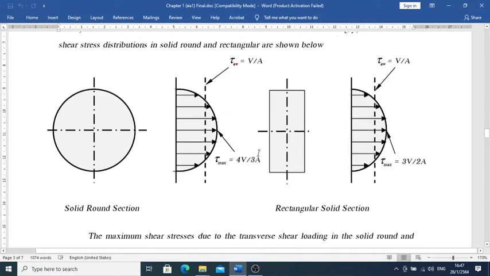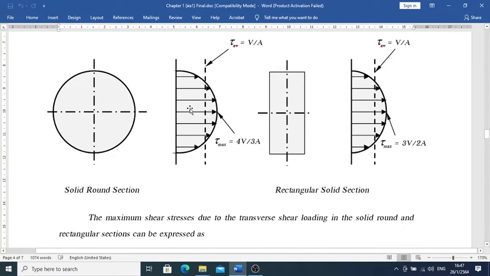It is the opposite sense here: tau is maximum at the neutral axis and minimum, or zero, at the surface. When the cross section is a rectangle, tau max is 3V over 2A at the center of the axis and zero at the surface. The average is V over A, of course. Please keep this in mind.